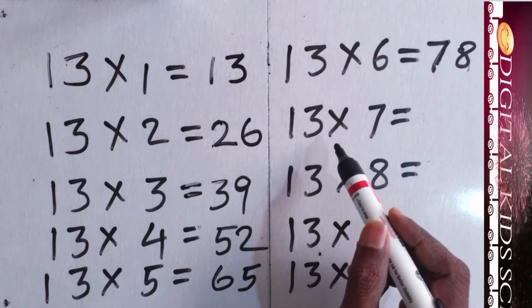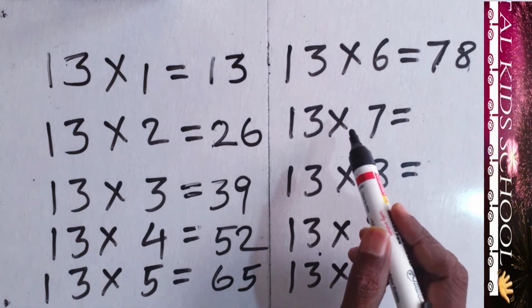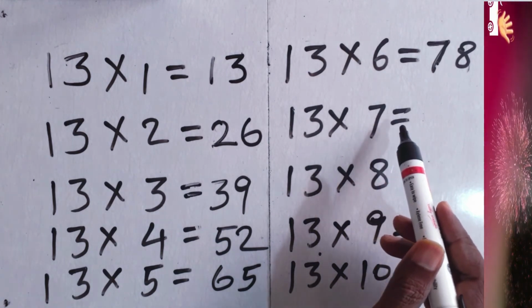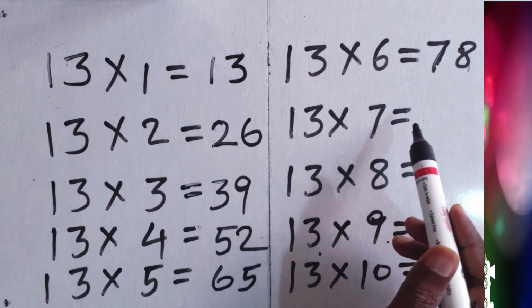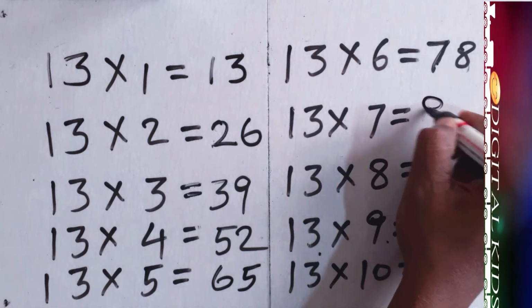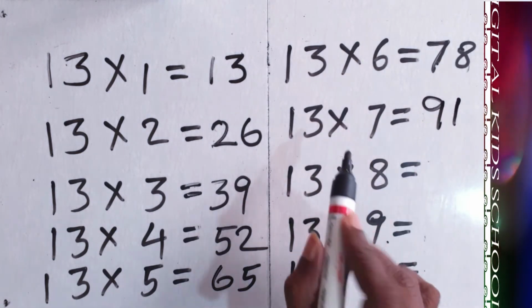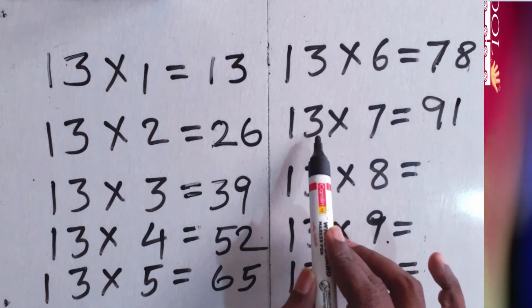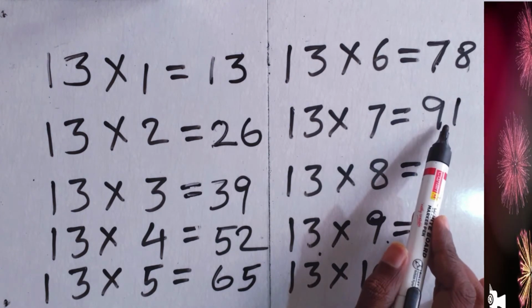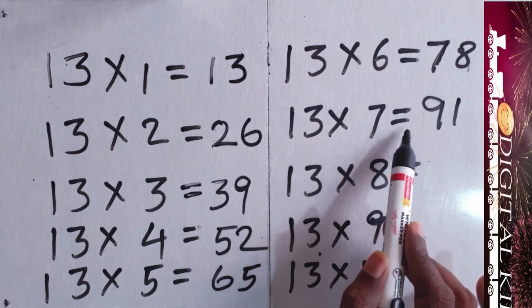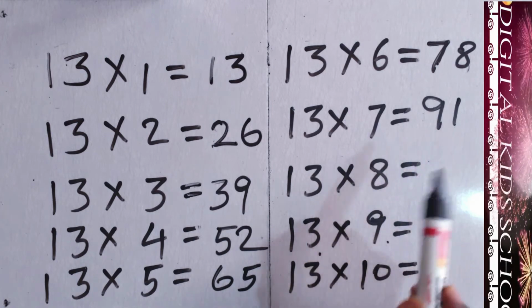Now write the answer. What is the answer? 13 into 7. 13 into 7 is equal to, write the answer, 91. 13 into 7 is equal to 91. 13 7 is 91. 13 multiplied by 7 is equal to 91.